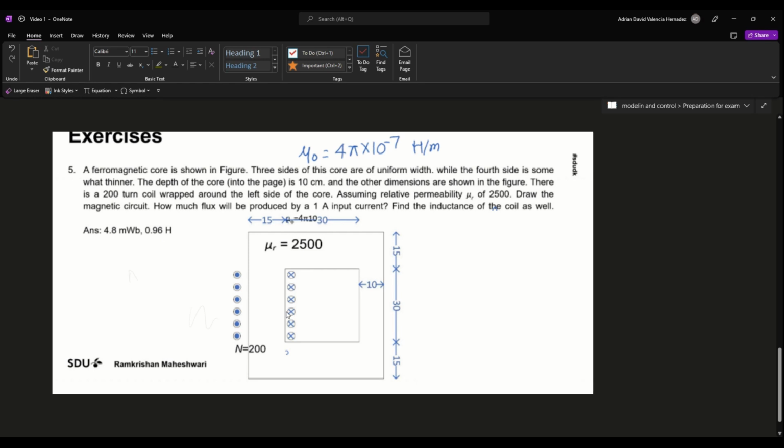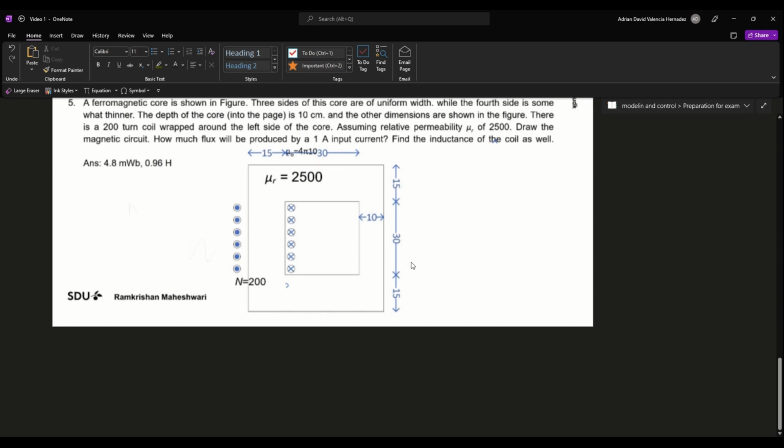Now for the next exercise, we are gonna actually work with a core and a coil. So for this one, they are asking us to draw the magnetic circuit and assume a permeability of mu r, okay? And they want us to figure out the flux and the inductance, okay?